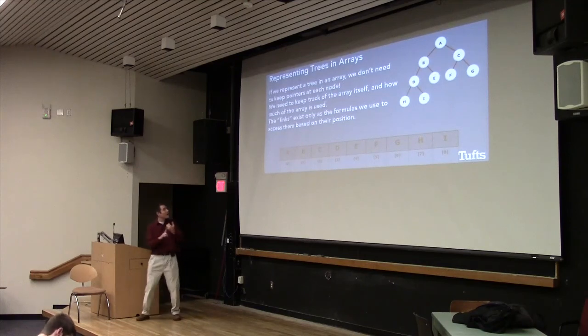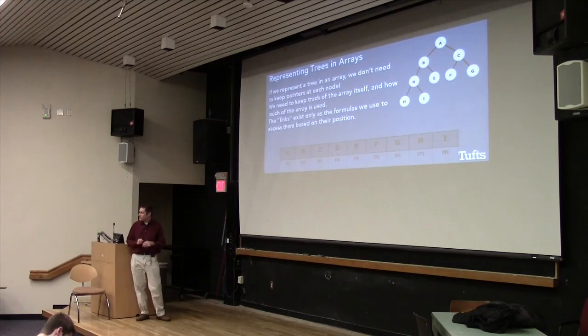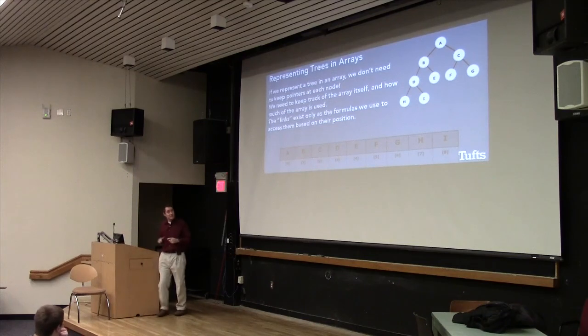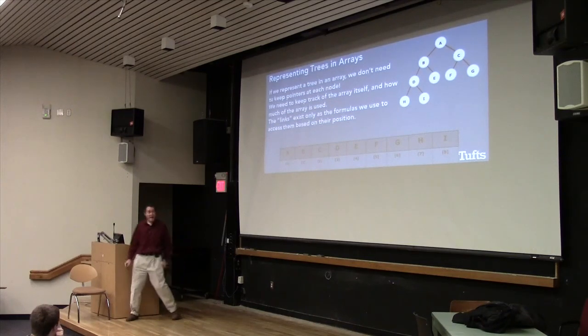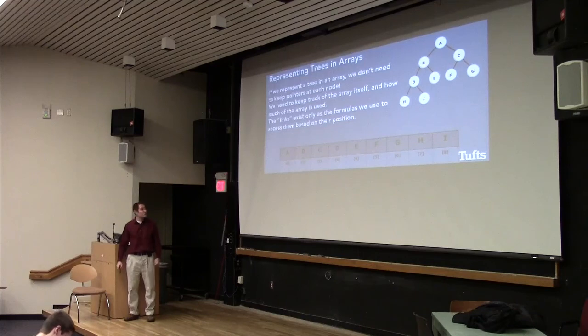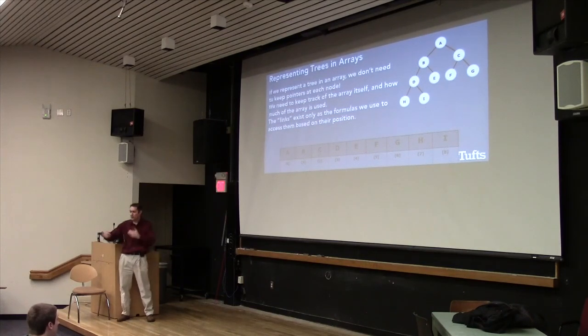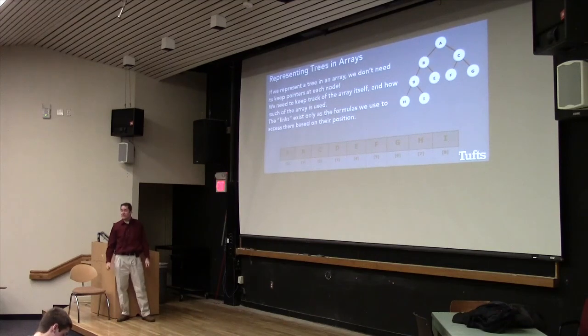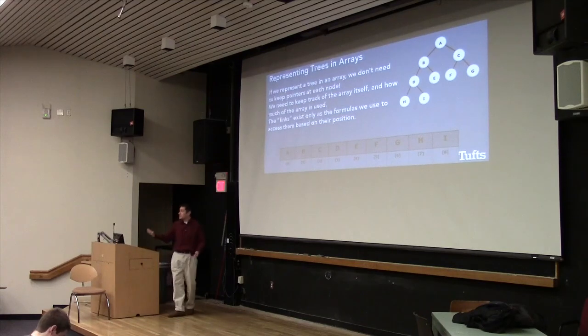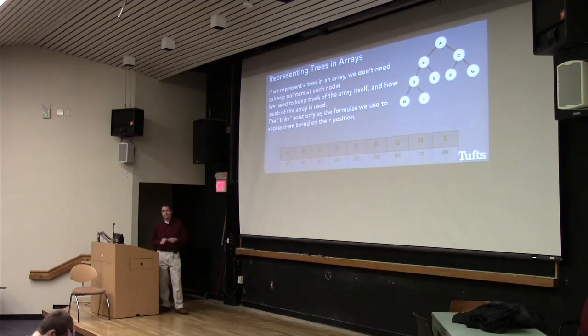You only have to keep track of the array and how much of that array is actually used, because you don't want to walk off the end. For instance, F does not have any children. If we wanted to find F's left child, F is 5. We would say 5 times 2 plus 1 gives you 11. Well, we don't even have 11 or 12 items in this, so it's bigger than that. You need to do a little comparison and see if you're over the edge. The links only exist in the formulas themselves. There's no other link pointer. You don't need it. Not necessary.